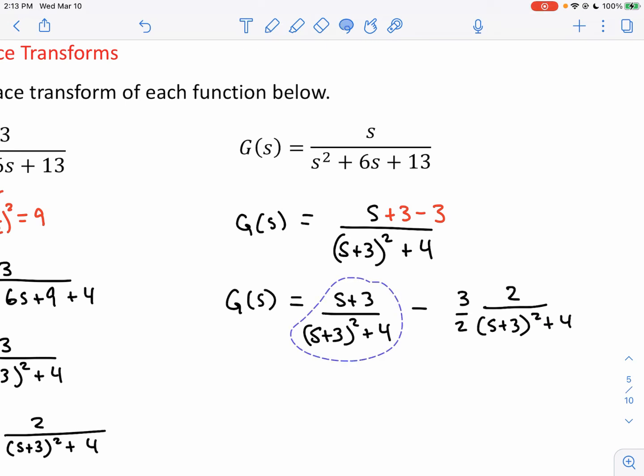Now I'm prepared to do an inverse Laplace of both this and this. So g of t is going to be, the first one involved the cosine, and the a was negative 3. So we have e to the at, so e to the negative 3t, and then cosine of bt, and b is 2.